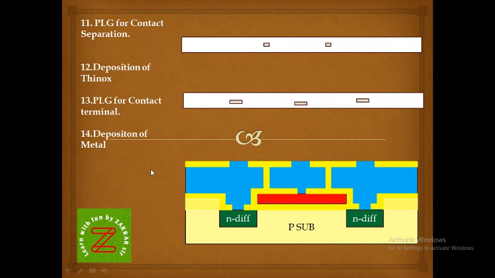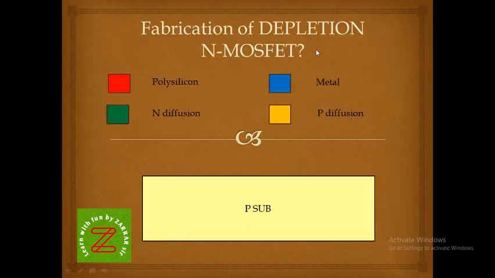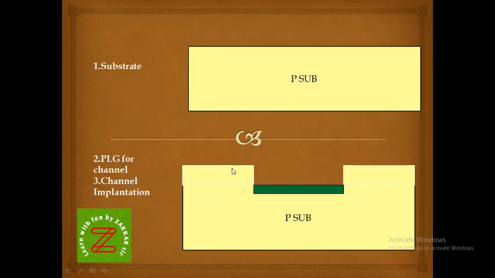Now let's continue our discussion with fabrication of depletion NMOS. There would be the same colors. Red means polysilicon, green means diffusion, blue means metal, yellow means P diffusion. So this is my P substrate. Okay, now this is my substrate.